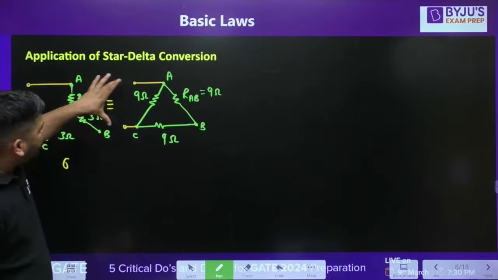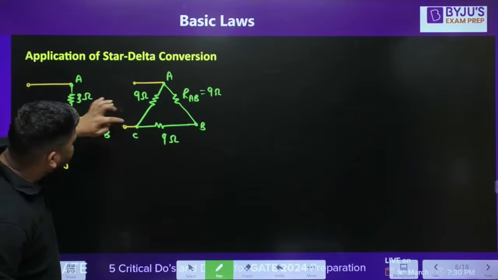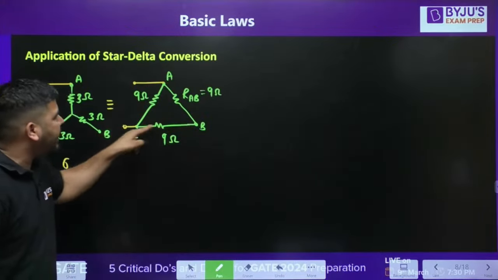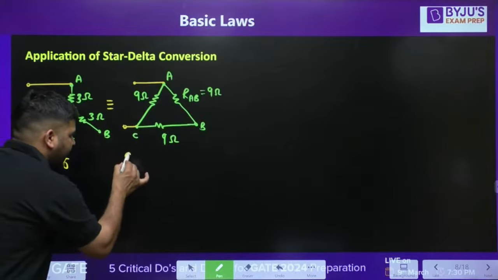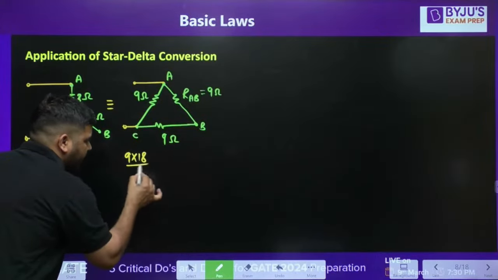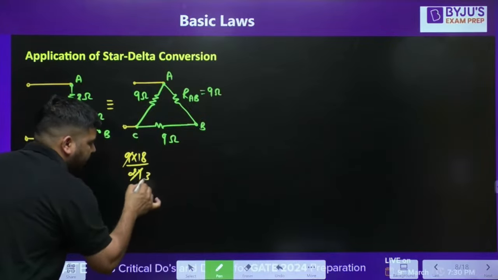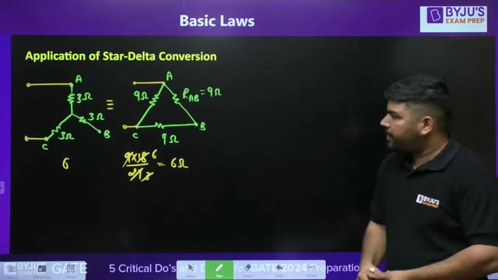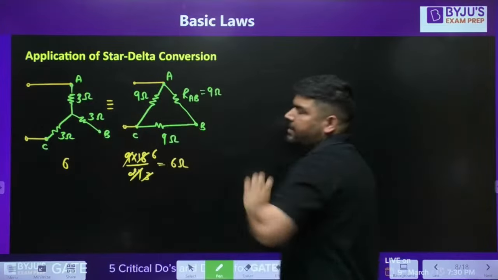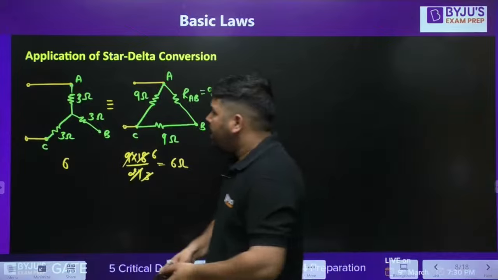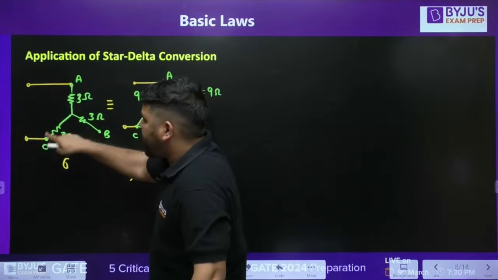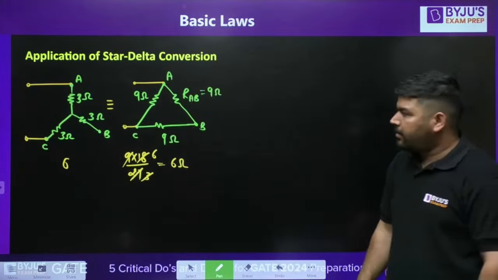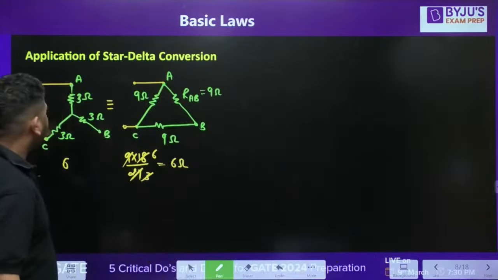Now, the same thing you are doing in this circuit. If you want to calculate the equivalent resistance between these 2 points, it will be 9 ohm in parallel with 18 ohm. So the 9 and 18 you have to take in parallel, and it will again be 6 ohm. Since these two circuits are equivalent to one another, if you calculate the equivalent resistance between A and C on this side and on this side, you'll get the same answer.